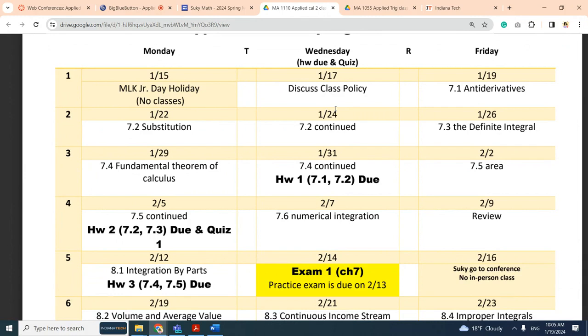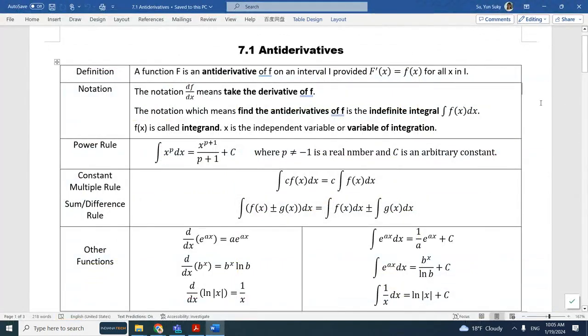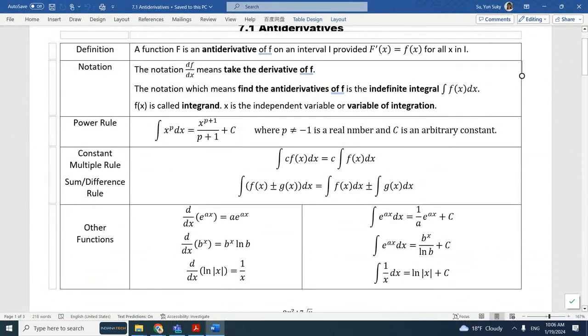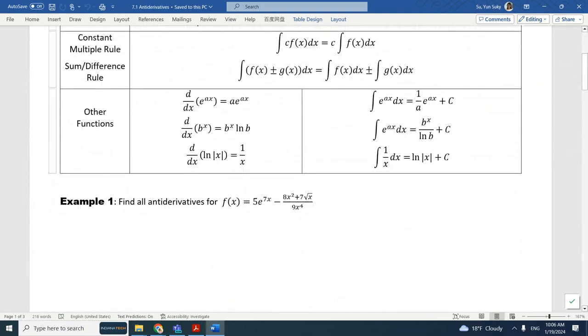And let's see, 7.1. All of this is review. We usually use capital F to denote the antiderivative, and small f is the derivative of the antiderivative. We already reviewed the derivative and antiderivative rules, so now let's go straight to examples.